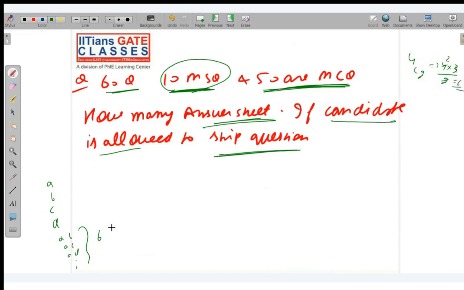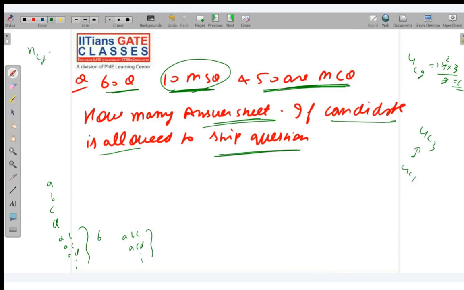Then 3 can also be correct, like A B C, A C D, and so on. So how many ways will be there? 4C3 ways will be there. So what is 4C3? Let me tell you one more thing: 4C3 will be the same as 4C1. You should remember this thing.